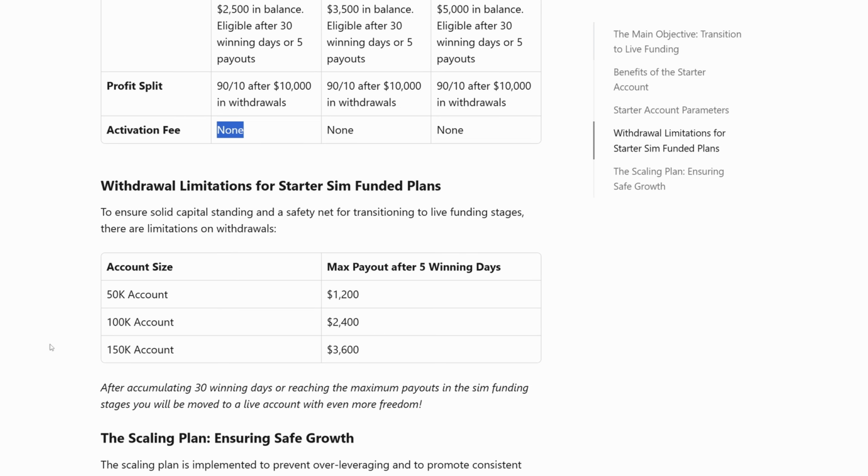Now, let's talk about the maximum you can request per payout. In the 50K account, which is the only account size the starter plan is available for at the time of recording this video, you can only request a maximum of $1,200. The fact that you're able to do that on a weekly basis, think about that. You have the potential to withdraw $4,800 a month.